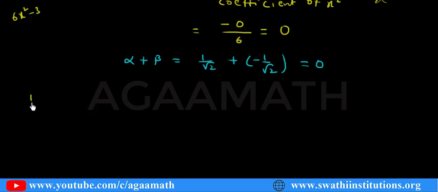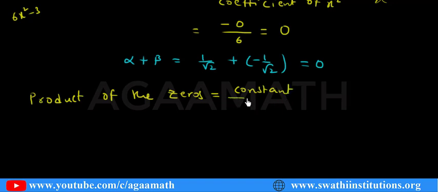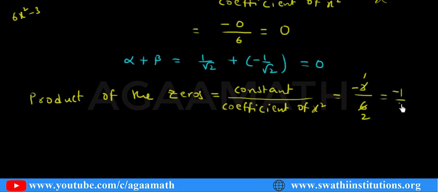The product of the zeros is equals to the constant term by coefficient of x square. What is the constant here? Minus 3 by coefficient of x square, which is 6. So 3 ones are 3, 3 twos are 6, that is minus 1 by 2. This is called c by a. So this was found with the coefficients.